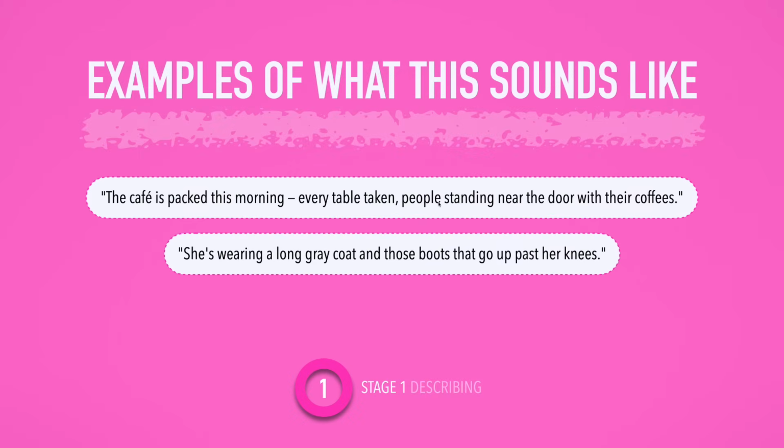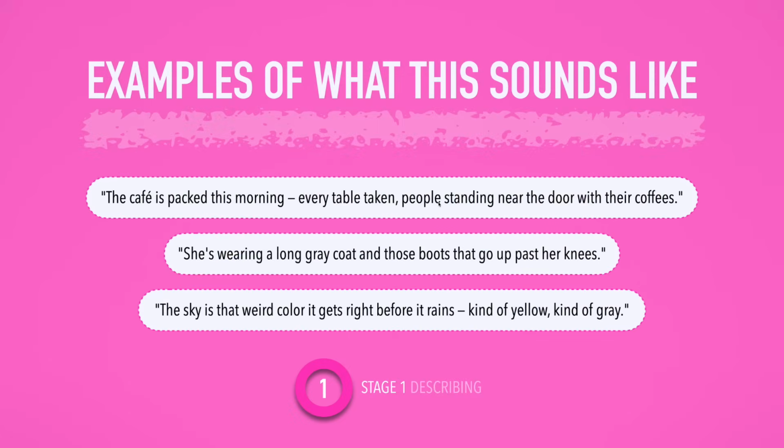Here's a second example. She's wearing a long gray coat and those boots that go up past her knees. You imagined a woman standing, wearing a long gray coat with boots all the way up to her knees. Describing. And example number 3. The sky is that weird color it gets right before it rains. Kind of yellow, kind of gray. Describing. Yes. This is stage number 1.